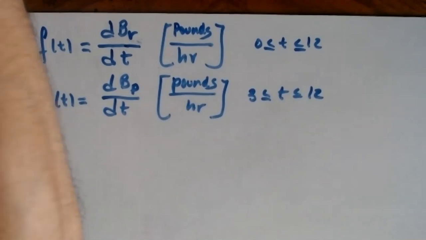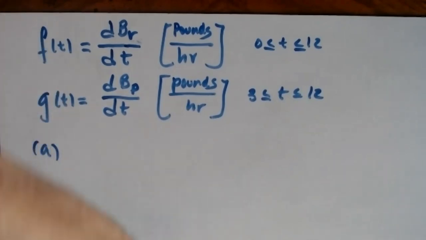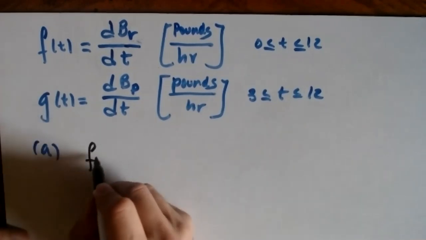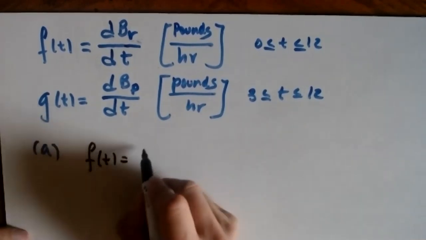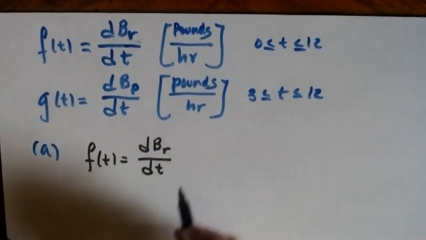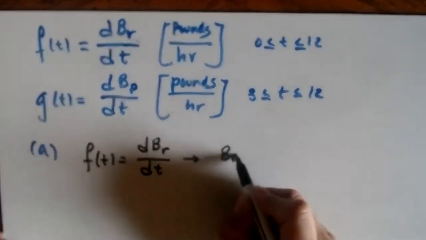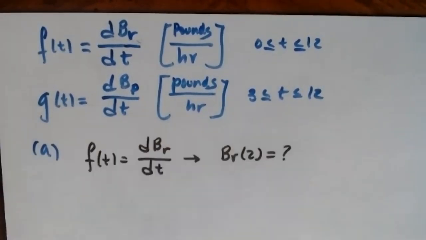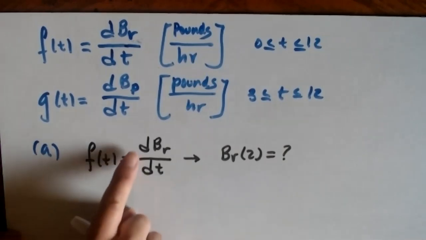So I'm going to put my calculus here. Well, I'm going to use this one. So f of t is dBR over dt. So I need BR of 2 is what I need. How many bananas at BR of 2? Okay, how do you solve this? Well, you have to remove the derivative.